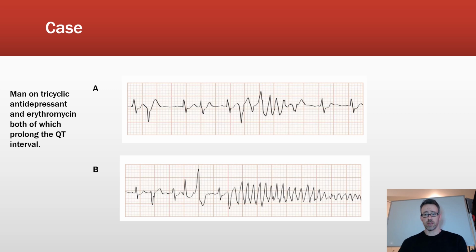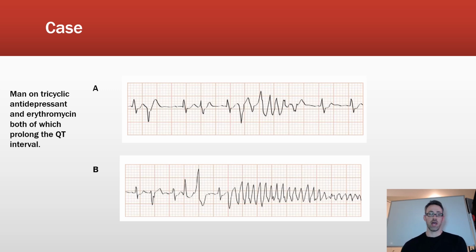So let's just try a quick case. We have a man who's on tricyclic antidepressants and erythromycin, which is an antibiotic, both of which are known to prolong the QT interval. So he was already on the antidepressants. He went to the hospital for an infection. They gave him erythromycin, and he was on the combination of the two now.